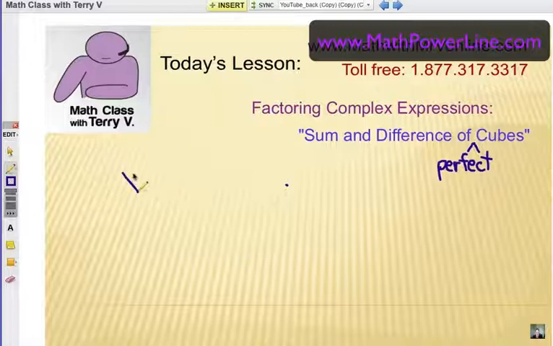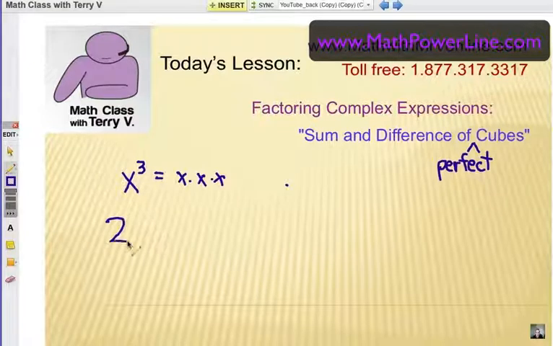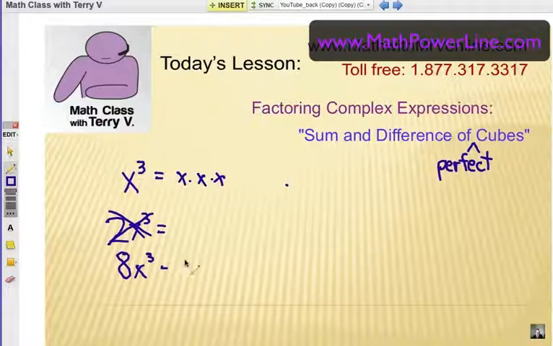Now here's an example of a cube. X cubed is of course x times x times x. It's something being multiplied by itself 3 times. Now if I put a coefficient in front of it, 2x cubed, that is not a perfect cube, okay? But if I have 8x cubed, that's really 2x times itself 3 times. All right, so the number and the variable has to be a perfect cube.